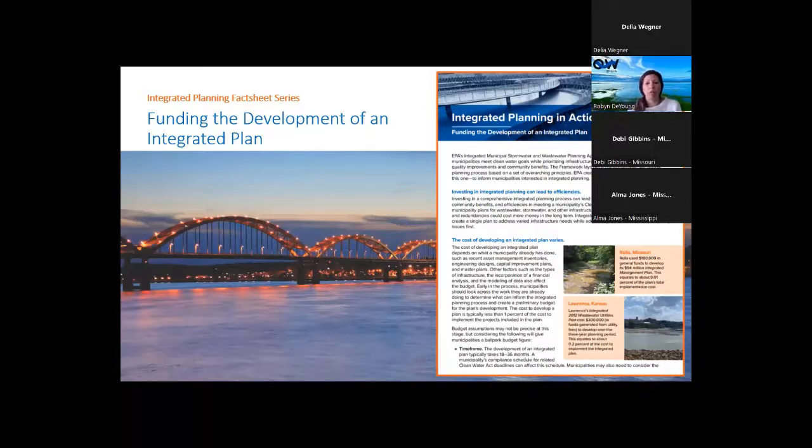So, for example, Rolla, Missouri, they used $100,000 in general funds to develop its integrated plan. The implementation of that plan will eventually cost $94 million. So that's about 0.01% of the plan's total implementation cost was towards the funding of the plan itself. That's just one example.